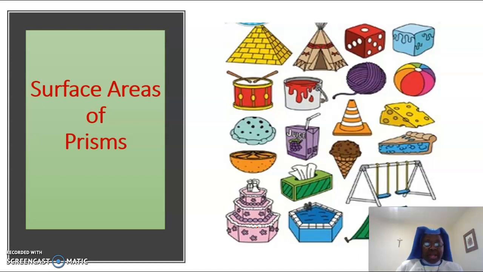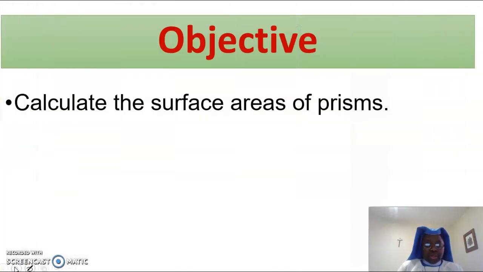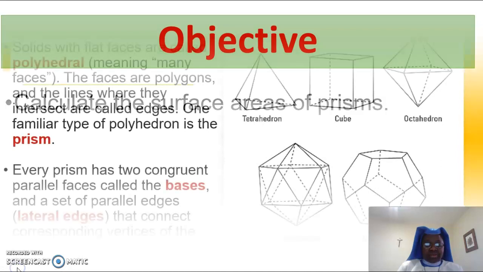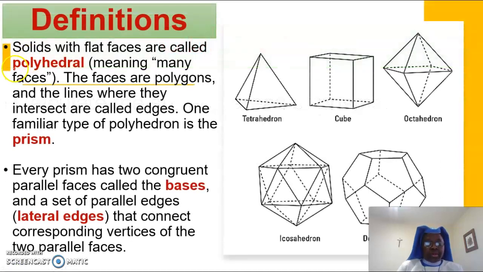There are different kinds of prisms depending on the shape of their base. We're going to look at some of them and calculate the surface area of prisms. That's the goal. A polyhedron is any solid, any three-dimensional shape with multiple faces.